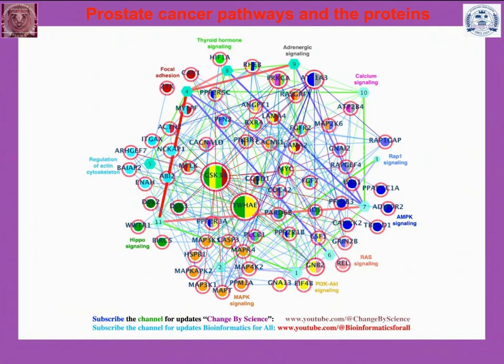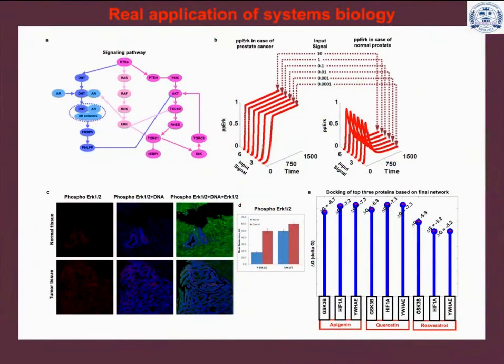Now, this is the primary consequence, but there are secondary consequences also when this particular gene is connected with another gene, and that gene is representing other pathways. So this is a grave consequence of the alteration in the GSK3 beta gene expression. Now, the real application of systems biology, when you have analyzed all the networks of the genes and the pathways, then you need to think about the experimental validation.